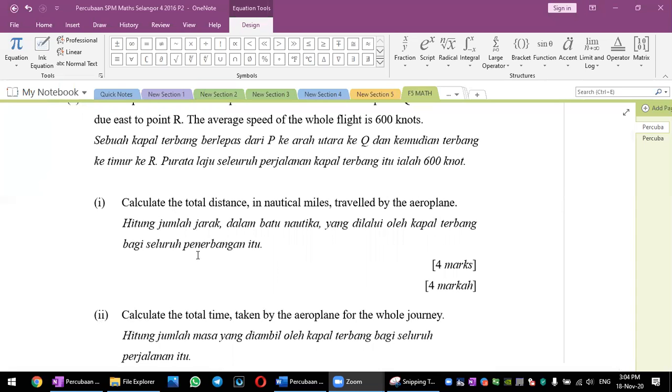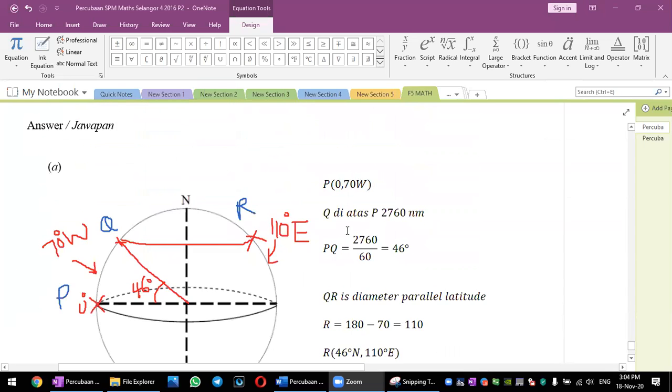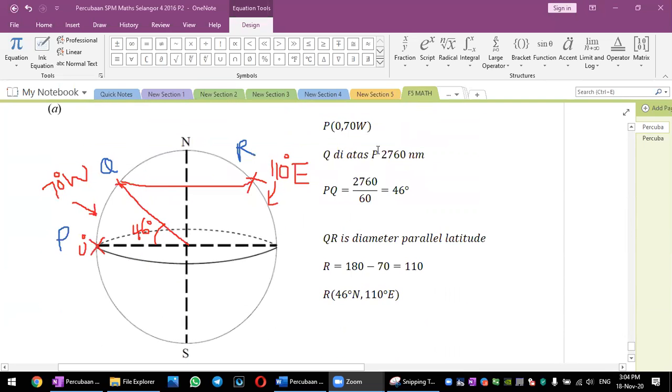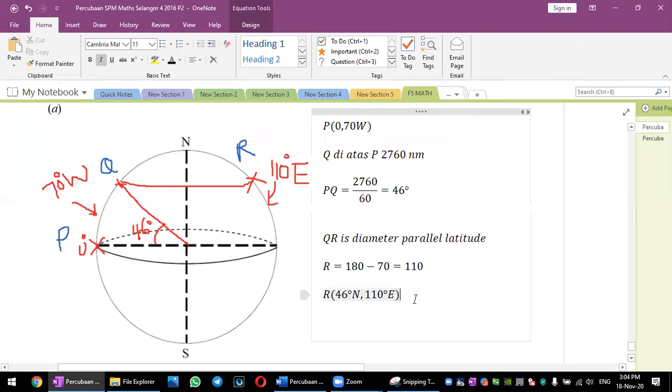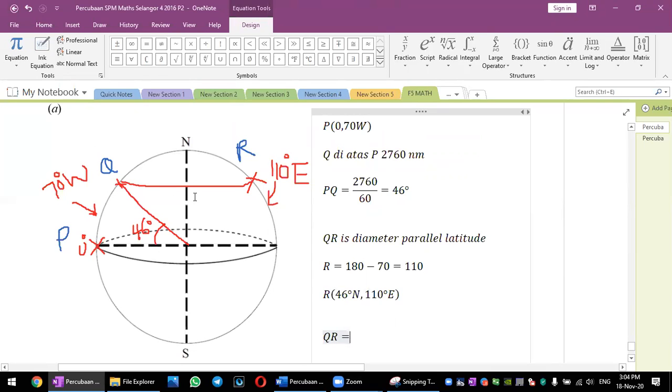Jumlah jarak. Okay, how to find jumlah jarak in nautical miles? Okay, PQ actually you know already lah. PQ is 2760. No need to find already. What you need to find is QR. Kamu kena cari QR punya jarak. So to find QR we know is 180 degree. 180 darjah. Can we times directly 60? Normally cari batu nautika kita darab 60. We times 60 to find nautical miles. Here we cannot times 60 directly.